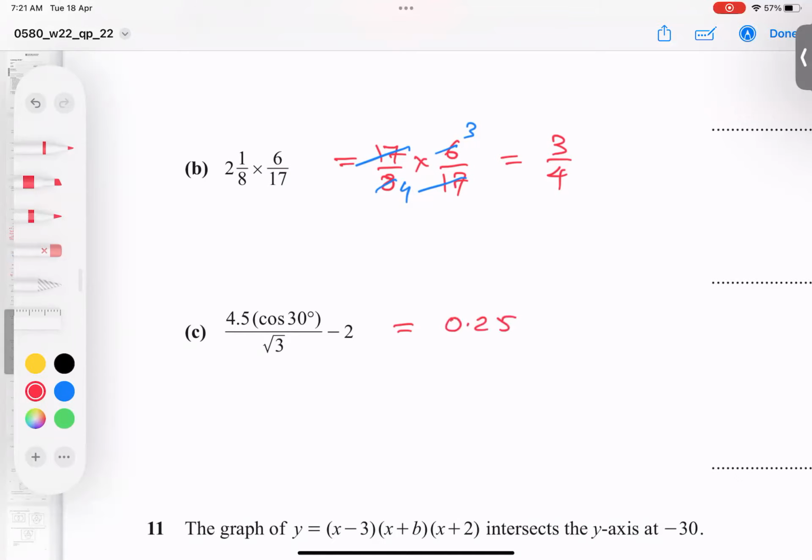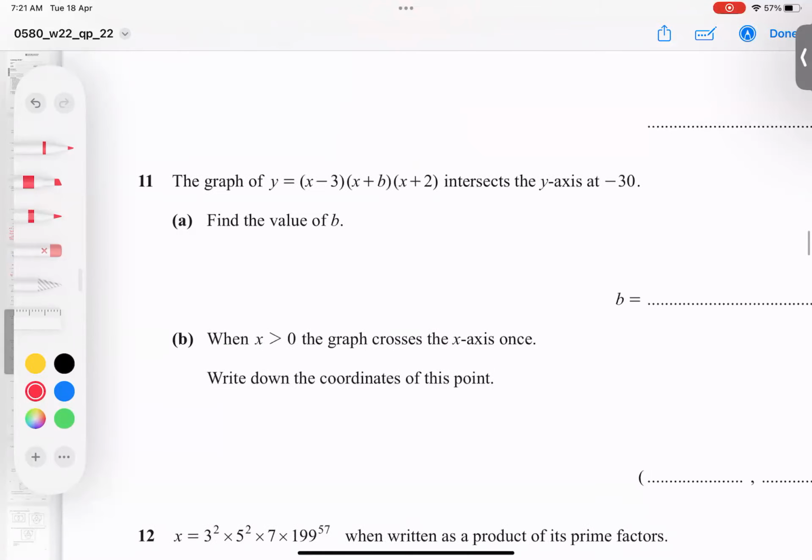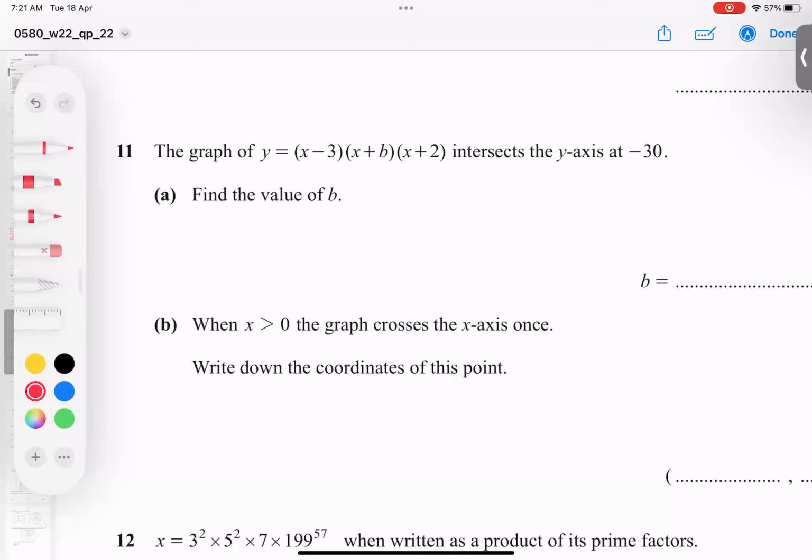So you can write anyone. This is a very interesting question. Students sometimes get issues here. Many previous questions were easy, but this question has some trick. So let's see. The graph is given and intersecting the y-axis, and you know it very well.